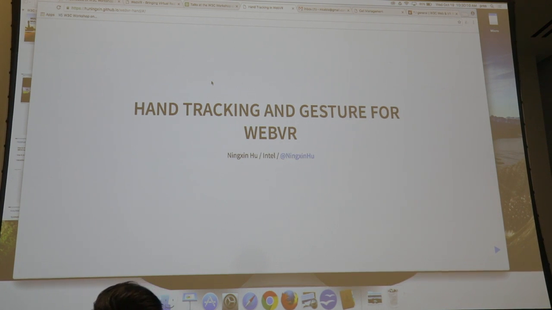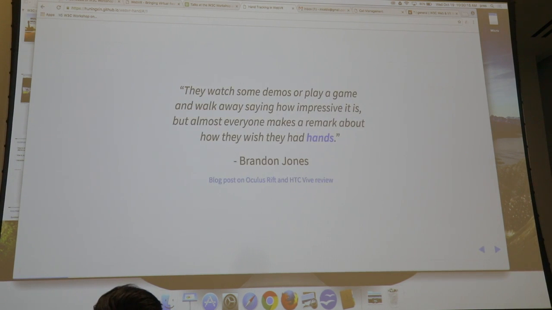So I'd like to talk about hand tracking and gesture interaction for WebVR. This is a quotation from Brandon Jones, from his review of the Rift and the Vive. It says, people watch some demos or play a game and walk away saying how impressive it is, but almost everyone makes a remark about how they wish they had hands. So this is a straightforward usage.